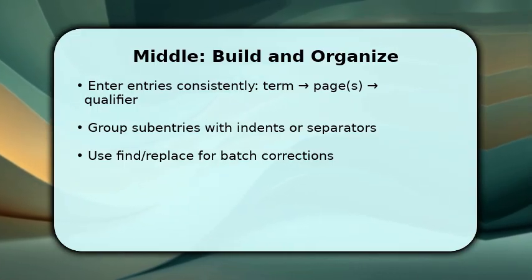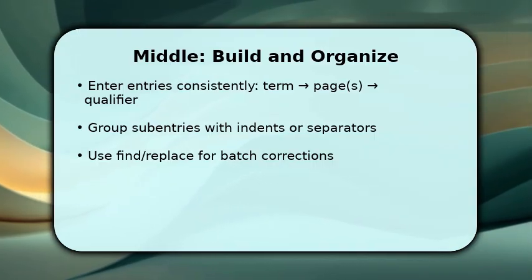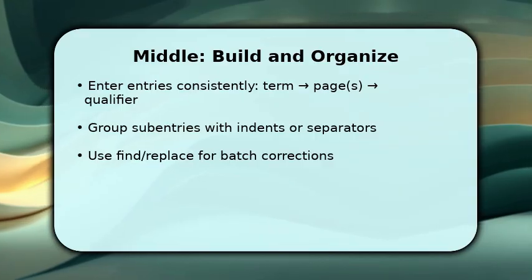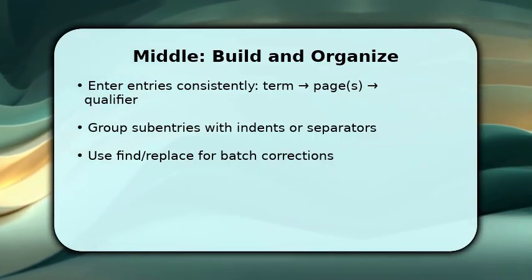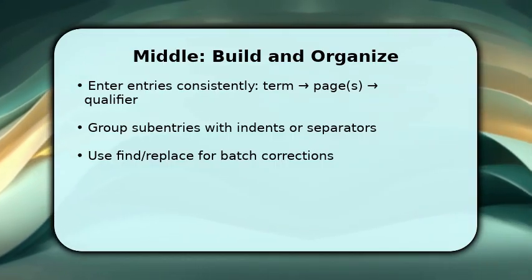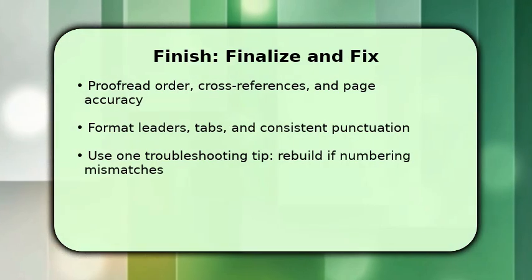Make sure to run a passive find and replace to fix capitalization, punctuation, and repeated typos. This saves manual edits. As you work, verify page ranges and merge duplicates, and keep an eye on ordering rules, so finish by proofreading alphabetical or thematic order, checking cross-references, and confirming page accuracy.